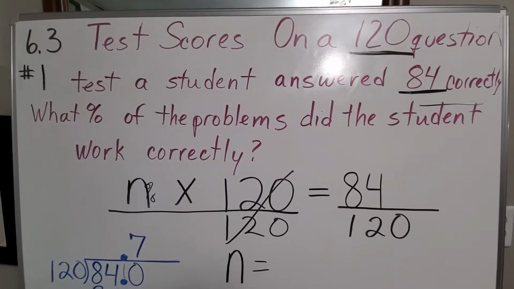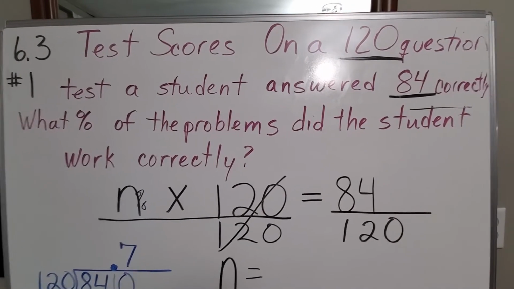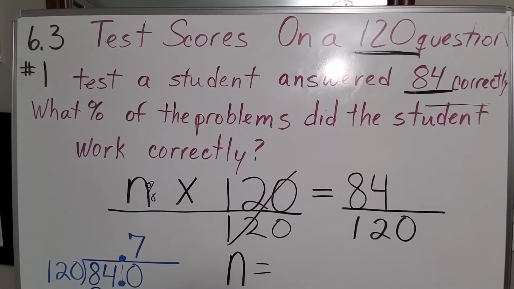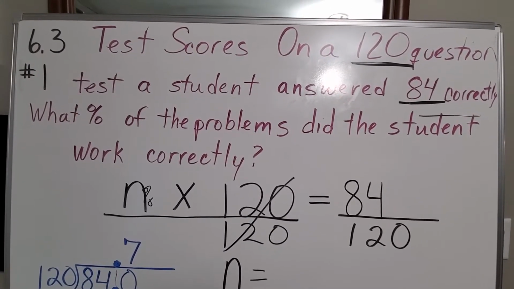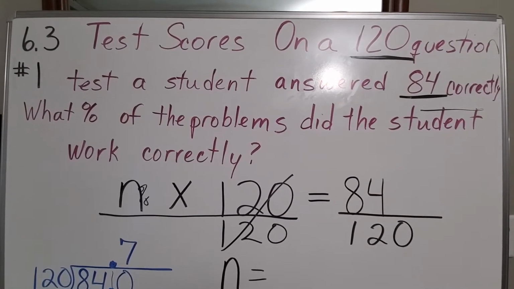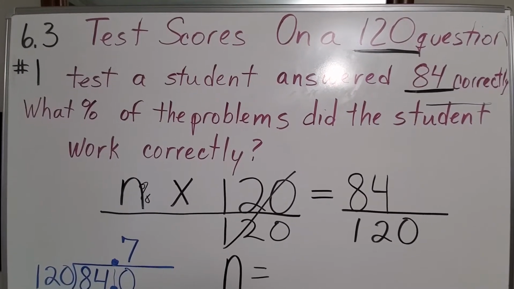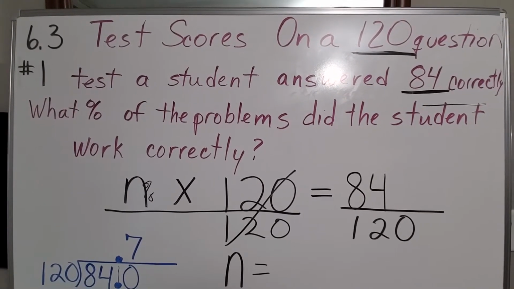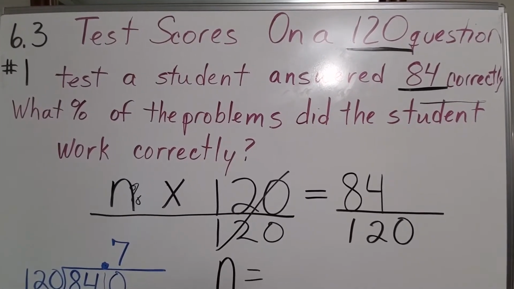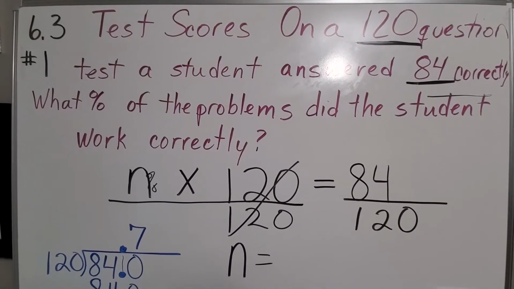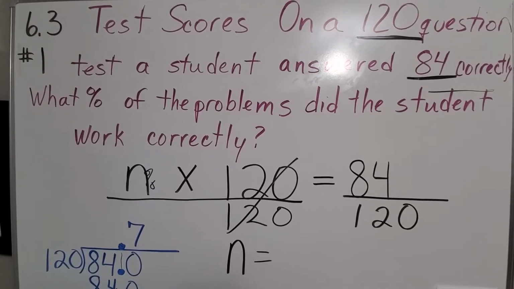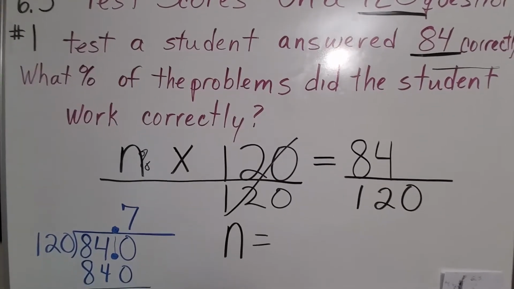Now, think about this for just a minute. Reread the question and see, is that what the question asks? Yes, on a 120 question test, a student answered 84 correctly. That's our information. Now, what we need to do, what percent of 120 is 84? Now we have exactly the same situation we did in 6.2. We've written our English problem, our story. We've written it in math. And so now we just divide.